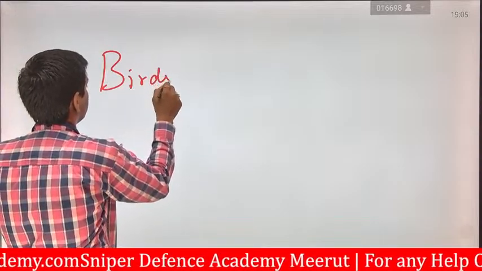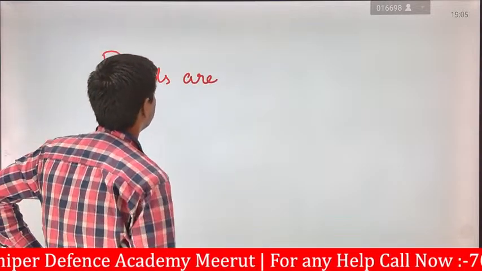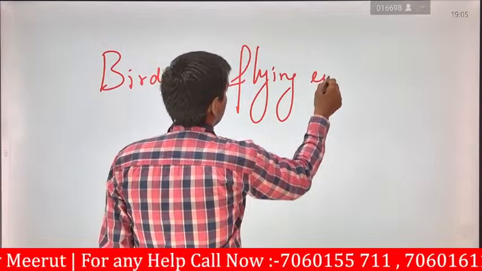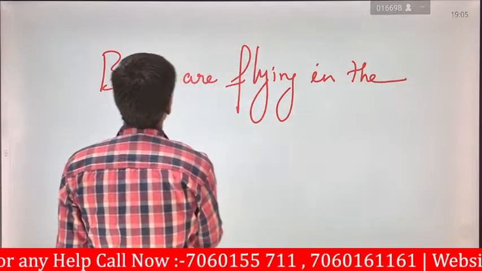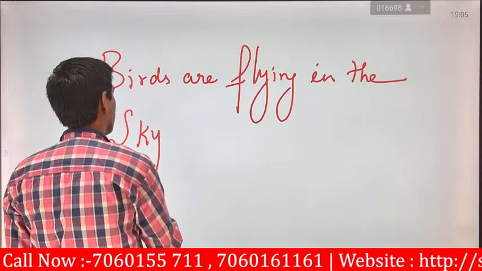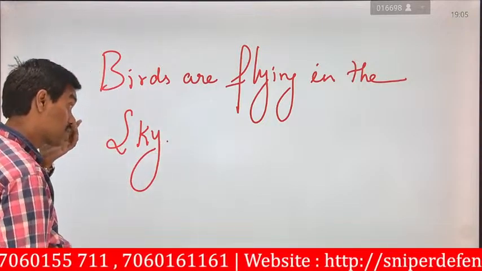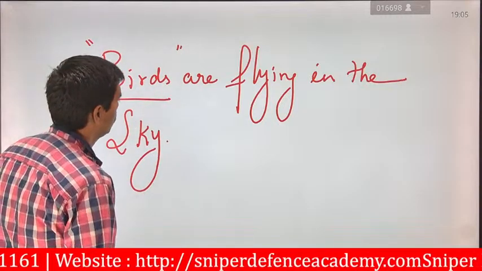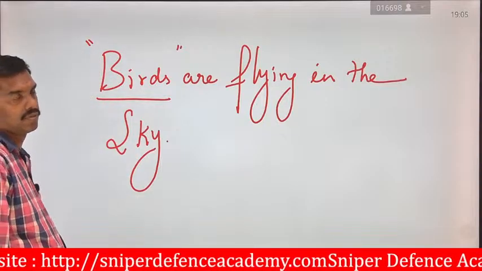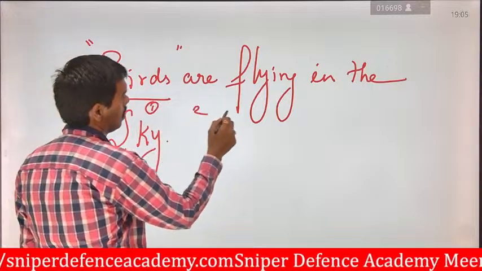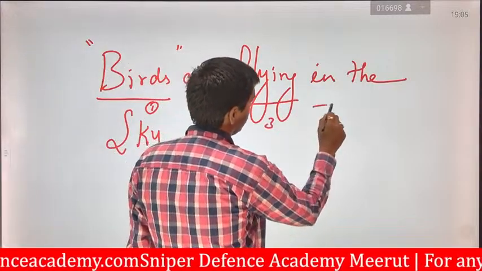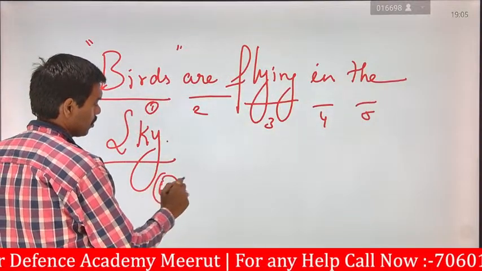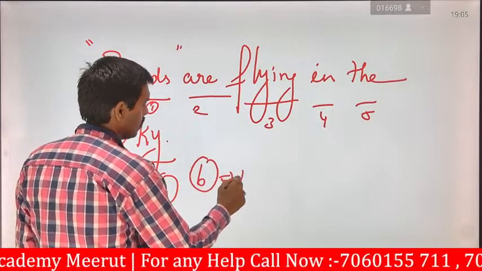Birds are flying in the sky. So you know what sky is. You know what birds are. Okay, so what are they saying? First, I'm going to join all the words. The first one is birds, are will be 2, flying will be 3, in will be 4, the will be 5, and sky will be 6. So totally I'm going to join all these 6 words and form a sentence.